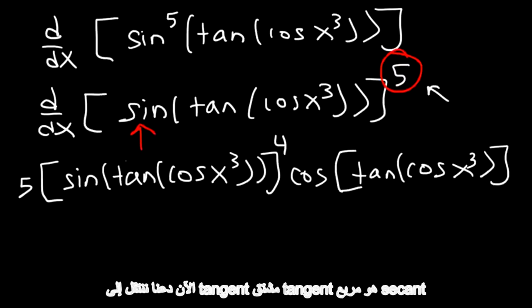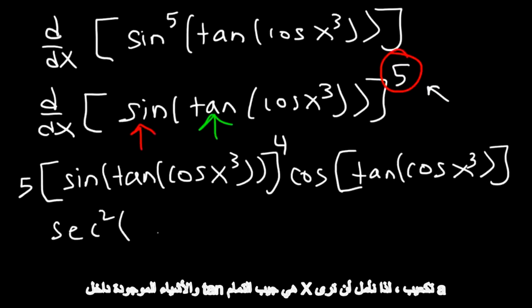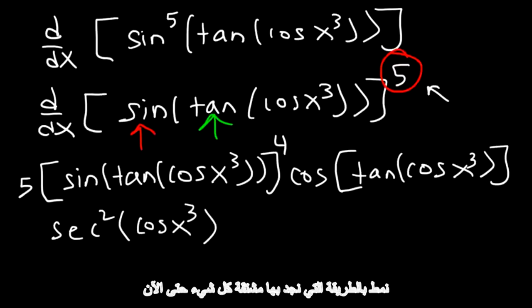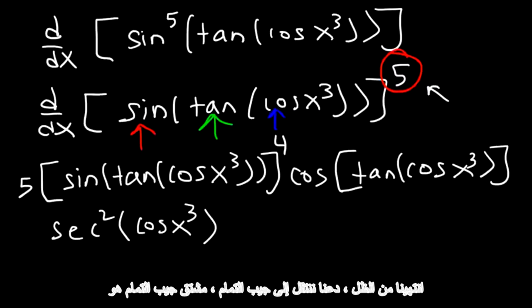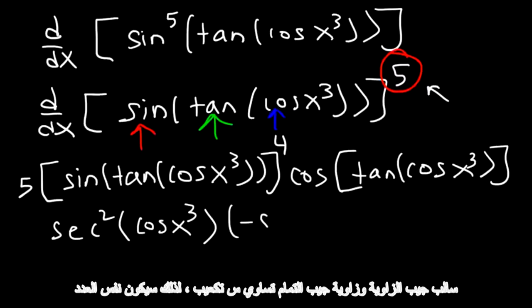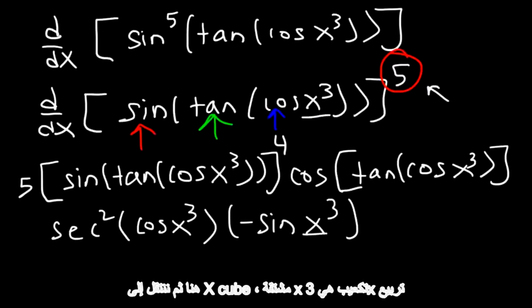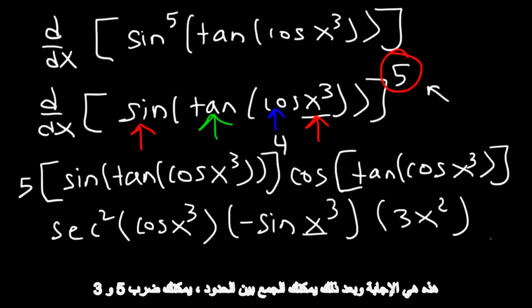Now let's move on to tangent. The derivative of tangent is secant squared. And the stuff inside of tan is cosine x cubed. So hopefully you're seeing a pattern with the way we're finding the derivative of everything. So now that we're done with tangent, let's move on to cosine. The derivative of cosine is negative sine, and the angle of cosine is x cubed, so that's going to be the same here. And then let's move on to x cubed. The derivative of x cubed is 3x squared. So that's the answer. And then you can combine terms. You can multiply 5 and 3 to get 15.